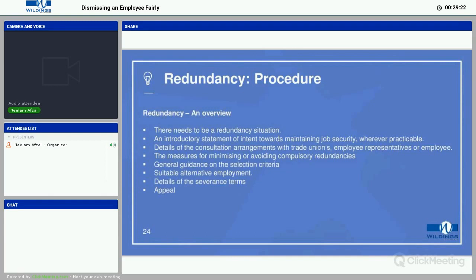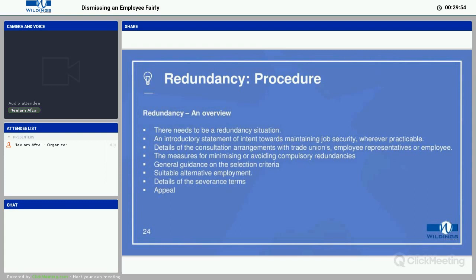the employees that they've been put at risk, that you minimize and avoid compulsory redundancies, have a good selection criteria, consider suitable alternative employments, but also then once you've identified the employees at risk, look at the severance terms. So you would need to have a look at whether under their contract, the notice periods, holiday payments, what's due to them under their contract of employment, because failure to pay and consider these could potentially result in a claim for wrongful dismissal. And then finally, give them the right to appeal.